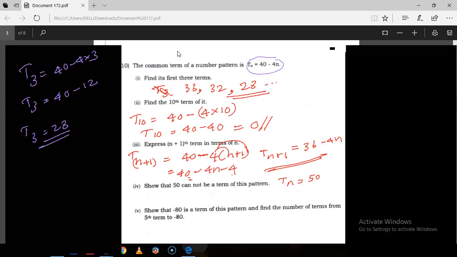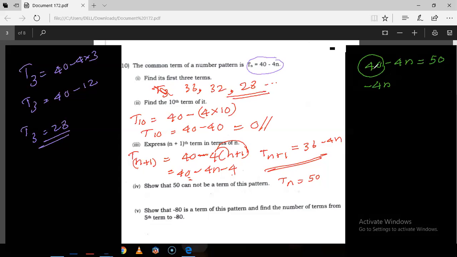Okay, then I will just take this one. What is the general term here? 40 minus 4n equals 50. We have to show that 50 is not a term of this number pattern. Let's see. Borrow this 40 to this side.